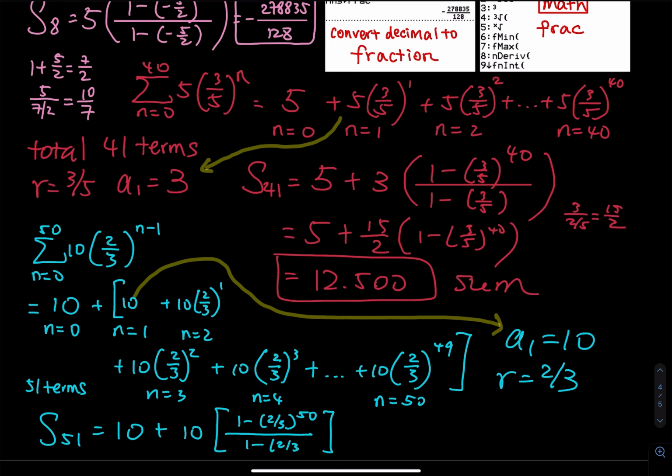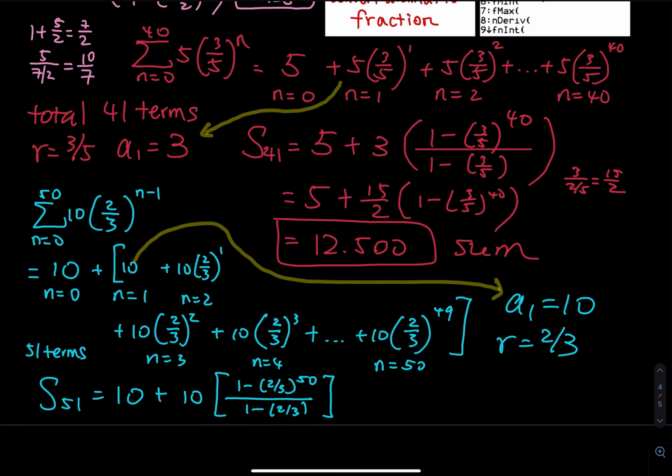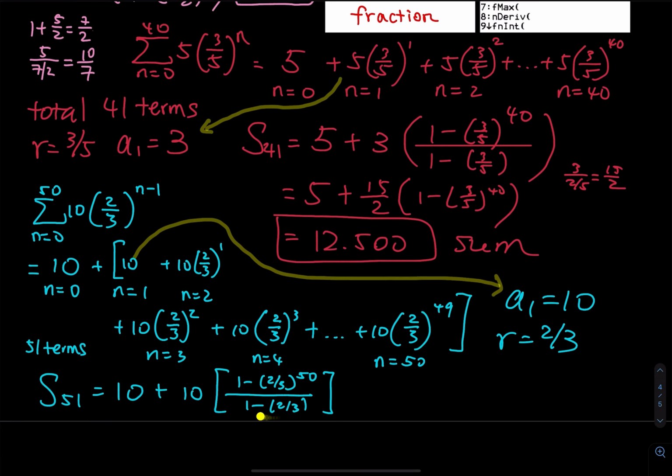So what I am going to do first is 1 minus 2/3, like right over here. So 1 minus 2/3 is equal to 1/3. And then you have 10 divided by 1/3. So this is equal to 30. And then you have a 30 times that. And then you use the calculator, convert that to a fraction, and then you add 10 to it at the end. All right, so that one, the sum, I will just leave that to you.